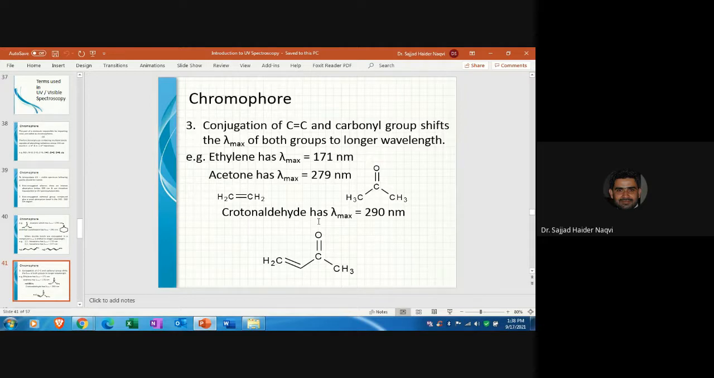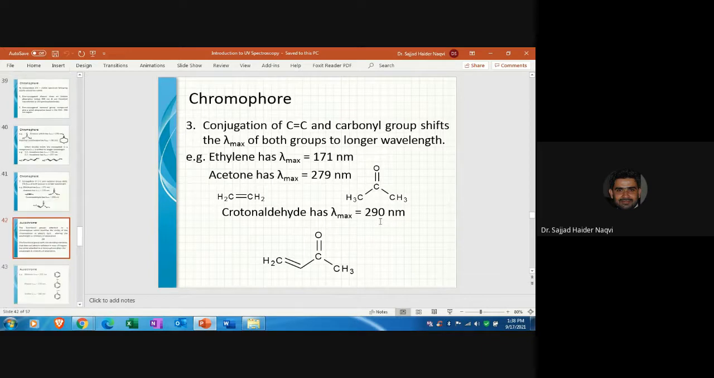They do have a carbonyl group here, and you can see their absorption maximum is 290 nanometers. So now this point has been pretty much understood, that the presence of these carbonyl groups, or a carbon-carbon double bond in certain cases as well, will result in the shifting of the absorption maximum to a longer wavelength, as it is evident in this particular example.